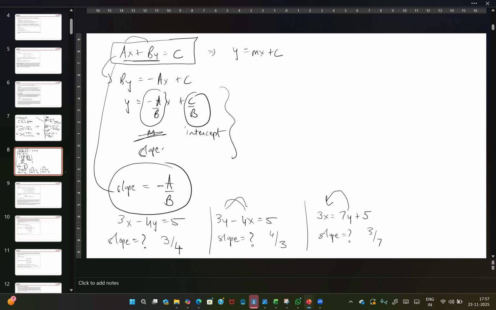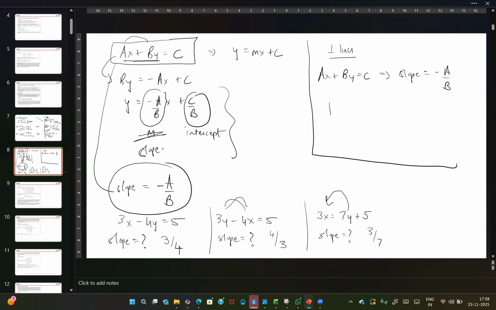So that's one thing. The other thing is the concept of perpendicular lines. For perpendicular lines, m1 times m2 is minus 1. This slope is minus a by b, so the perpendicular line's slope will be the reciprocal and negative of that, so b by a. Basically, the product of the slope of any line and the slope of its perpendicular is minus 1. So we've used that fact here.